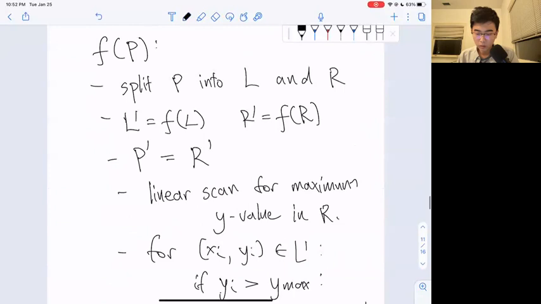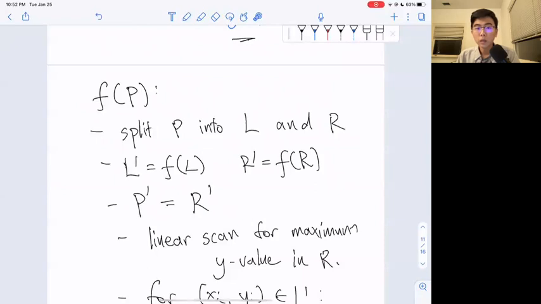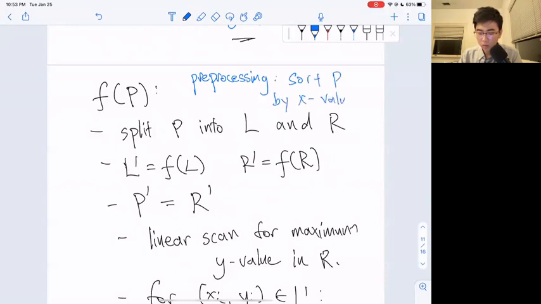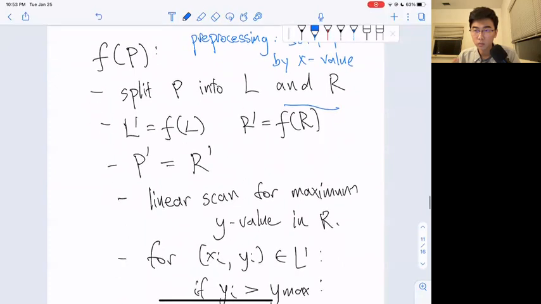Now you might be worried about, well, how do we split the points into 2 halves? Well, you can do some pre-processing that makes this constant time, actually linear time. And what you do is, before you run any of these recursive calls, you sort all the x values from left to right. So pre-processing: sort P by x value. And then whenever you make these partitions, you can just take the first and second half of the sorted points.